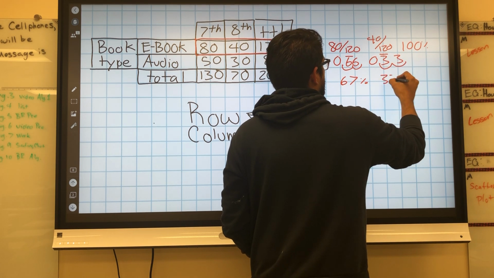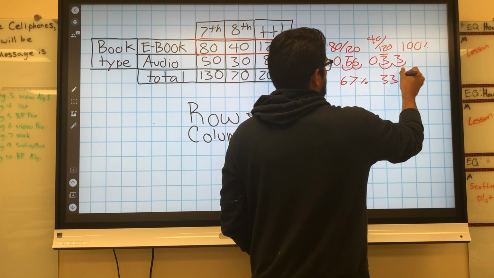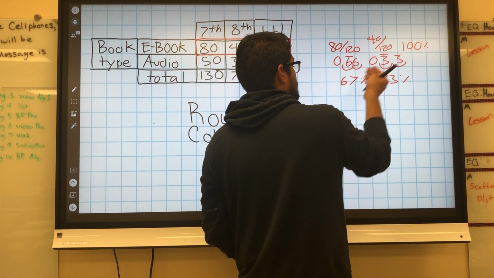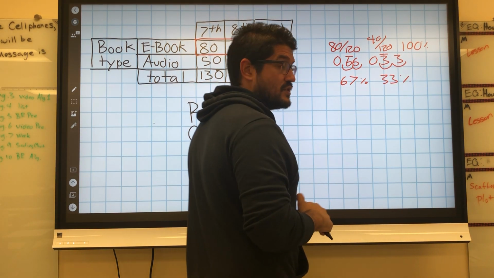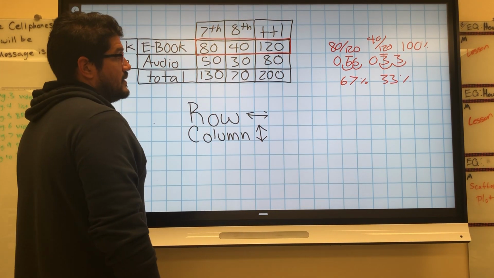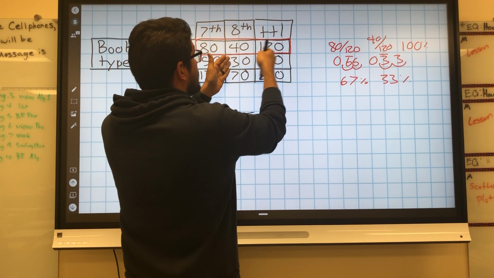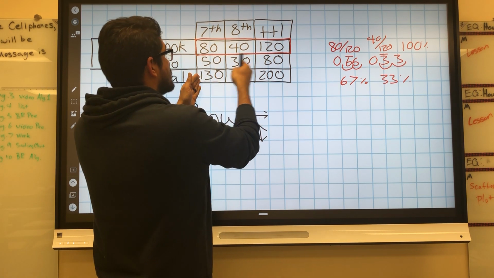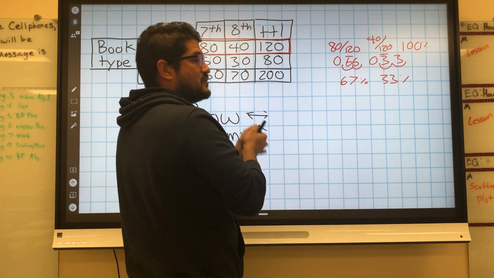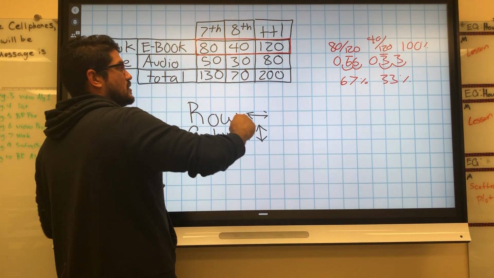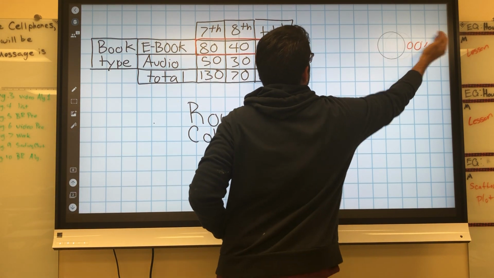It's going to be 33.3%, which will round to 33. So 67 plus 33 gives us the 100%. All right? So that's what we're doing there. The 50 I would divide by 80, the 30 I would divide by 80, the 130 I would divide by 200, the 70 I would divide by 200. So it's now rows. The next one is going to be columns.